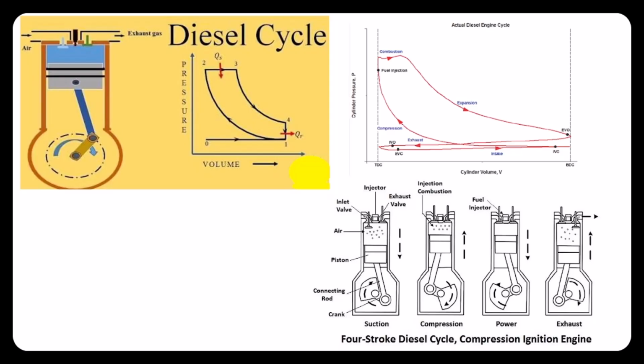Diesel engines have much higher compression ratios than CNG engines to ensure the air gets hot enough to ignite the fuel. And number three, combustion, a constant pressure process. Unlike CNG, fuel is injected gradually as the piston begins its downward movement. Combustion is not instantaneous. It continues as the fuel is sprayed.